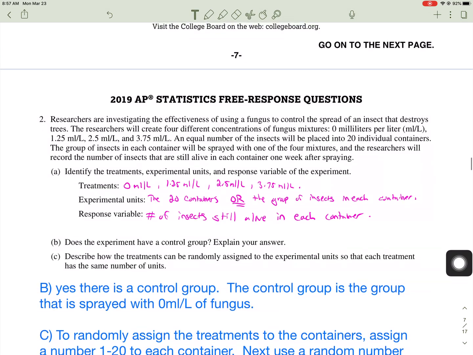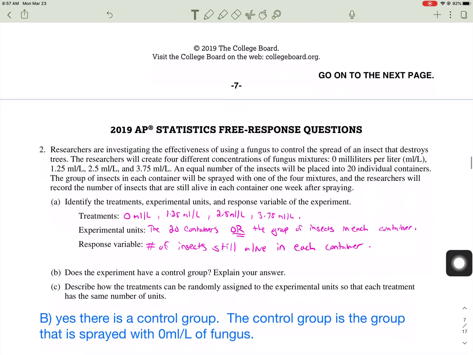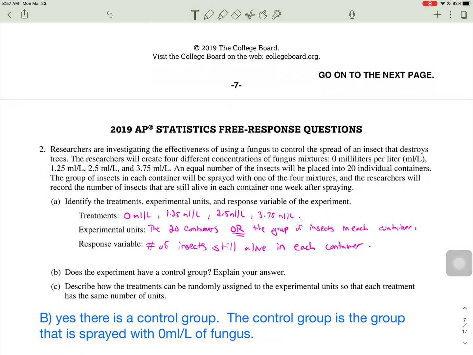Now, part B: does the experiment have a control group? Yes, there is a control group. What is the control group? The control group is the group that is sprayed with 0 milliliters per liter of fungus. So, state yes, and then explain why that is a control group, because it's not getting any of the treatment. It's not getting anything different than it would if the scientist did not intervene.